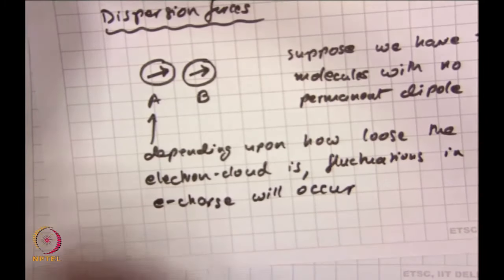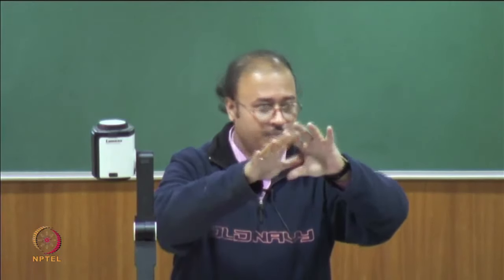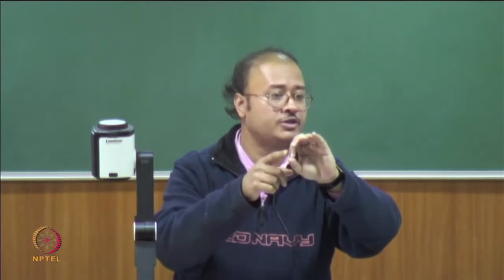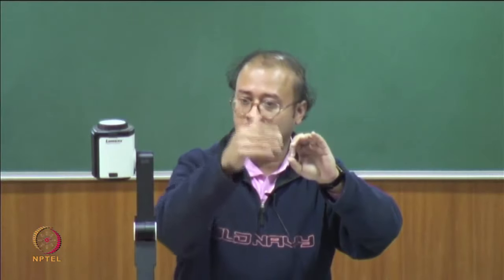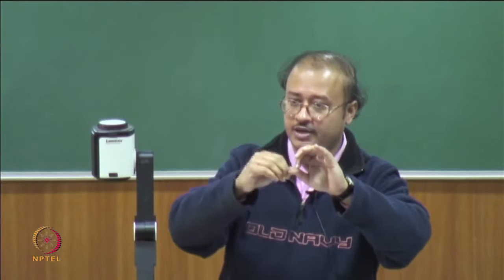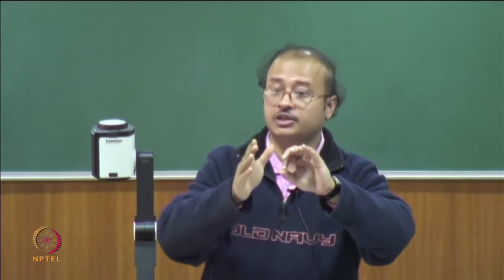So, again, depending upon how loose the electron cloud is, fluctuations in electron charge will occur. What does it mean? Suppose I have a bunch of electrons and I have my nucleus in the center. The nucleus obviously always has an attractive potential with electrons, but think about the electrons which are far away from the nucleus. They are essentially screened by the inner electrons, so they feel less of the nuclear charge.